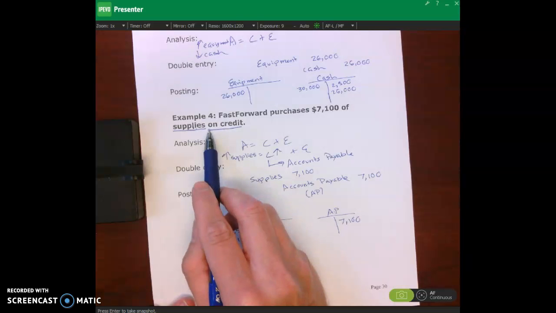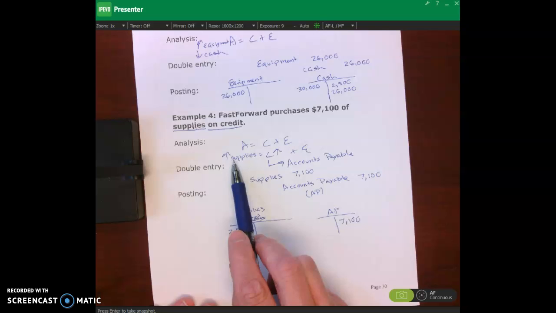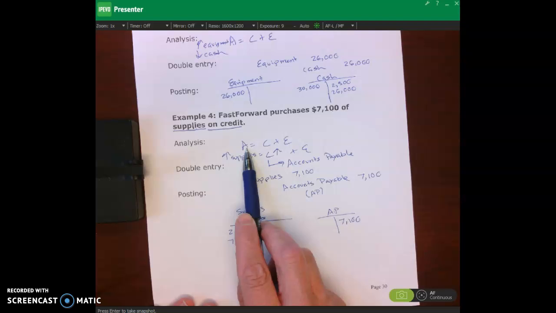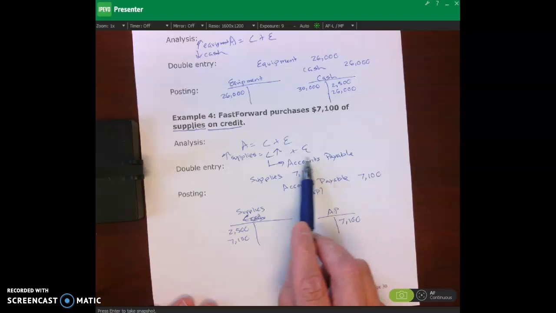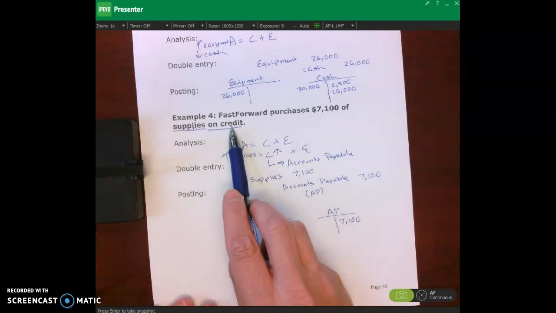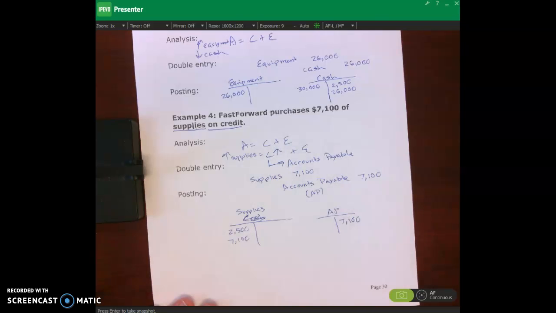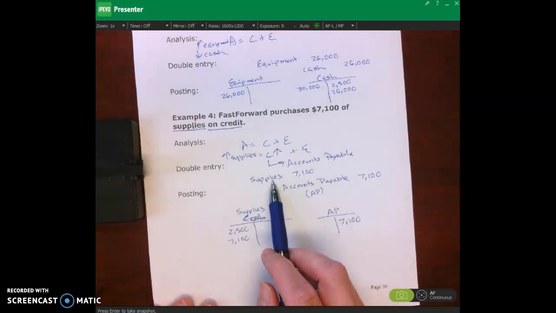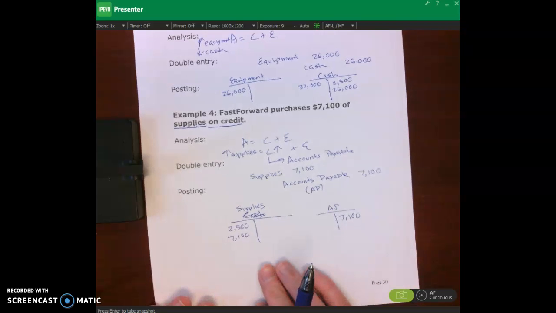So whenever you see it says on credit, that means accounts payable. And accounts payable is a liability. So when we look at the effect on the accounting equation, assets, which are supplies, are going up. Liabilities are going up because this is an accounts payable. It says on credit. Accounts payable are going up, so liabilities are going up. Equity is not affected. So our journal entry becomes a debit to supplies, credit, indent, write out the credit, accounts payable, and I have AP, $7,100 right there.